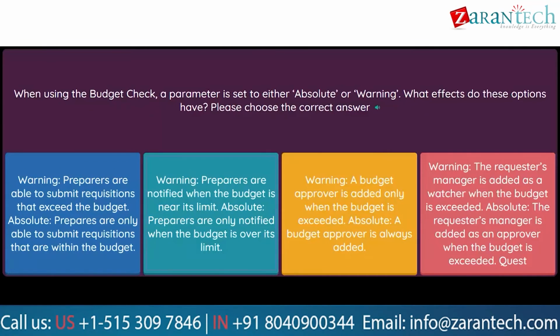Option 2, warning: preparers are notified when the budget is near its limit. Absolute: preparers are only notified when the budget is over its limit. Option 3, warning: a budget approver is added only when the budget is exceeded. Absolute: a budget approver is always added. Option 4, warning: the requester's manager is added as a watcher when the budget is exceeded. Absolute: the requester's manager is added as an approver when the budget is exceeded.